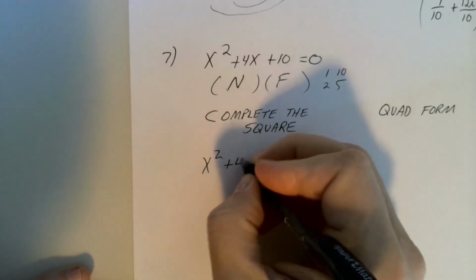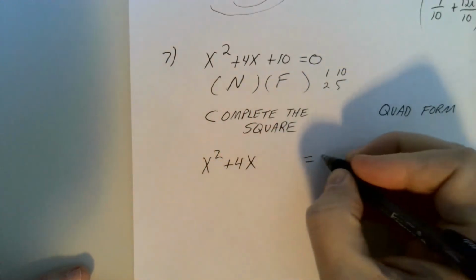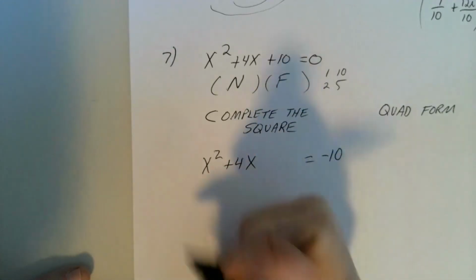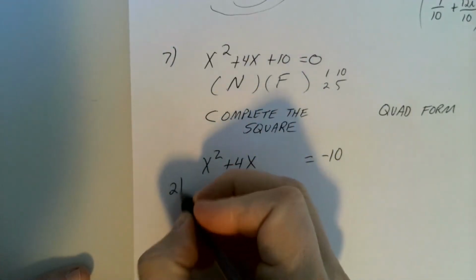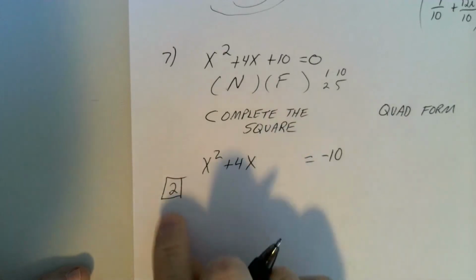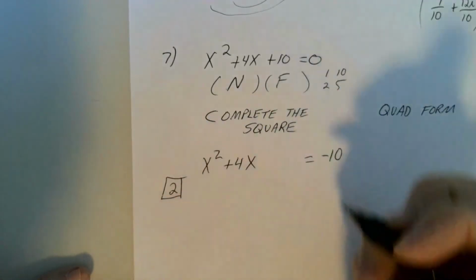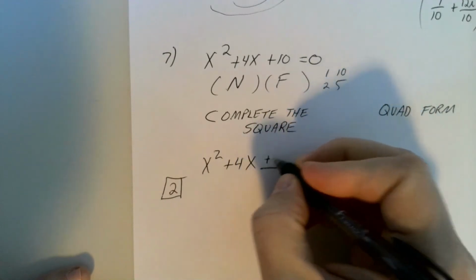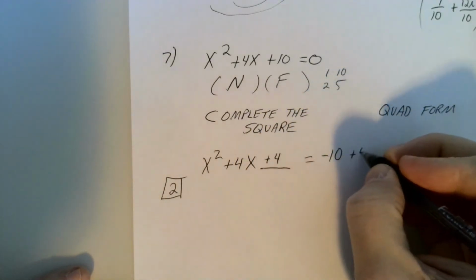X squared plus 4x equals negative 10. Remember, we move the constant to the other side. Half the linear term, half of 4 is 2. Put it in a little square box. What do we do with the thing in the square box? We square it, and we add that new number to both sides. So there's my plus 4, and there's my plus 4.